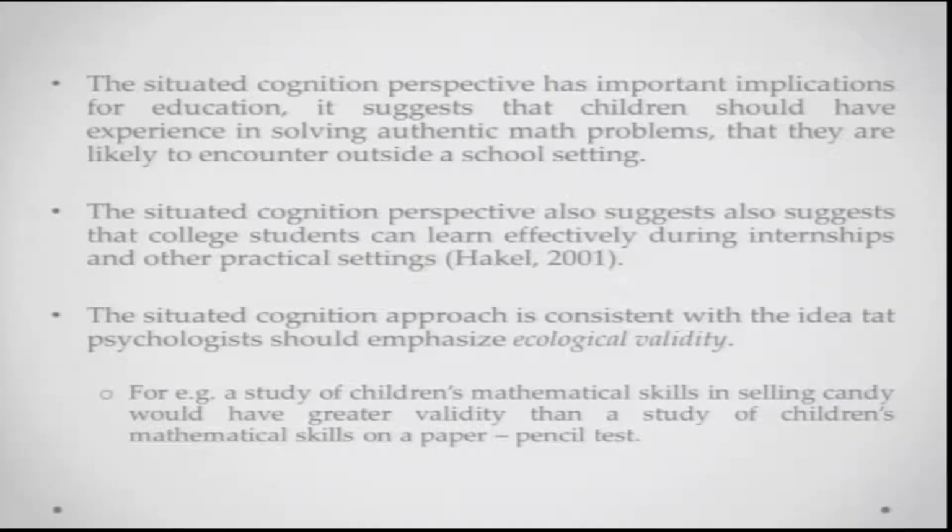So the situated cognition perspective has really important implications for education. It suggests that children should have experience in solving authentic math problems that they are likely to encounter outside a school setting. So whatever they are learning in school using abstract things, they should also be taught to solve real life problems with real examples, and they should be given assignments that help them apply these abstract principles that they learn in real life scenarios.